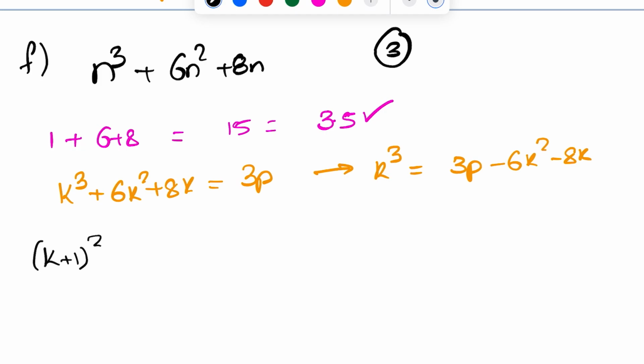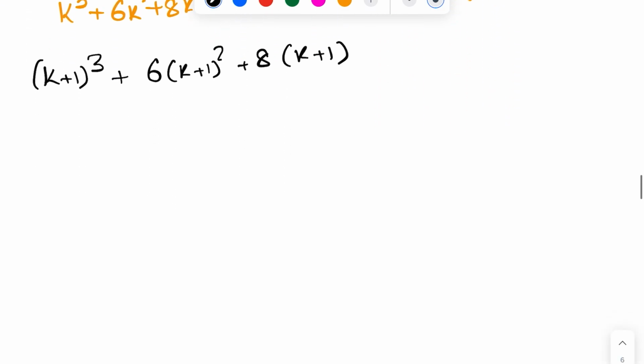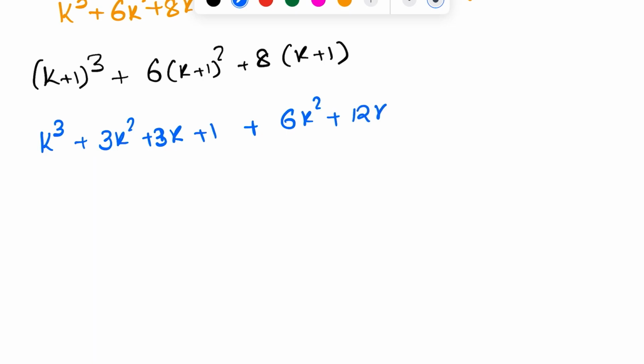So (k plus 1) whole cube plus 6 times (k plus 1) whole square plus 8 times (k plus 1). This should come out as 3 times something. (k plus 1) whole cube is k cube plus 3k square plus 3k plus 1. 6 times (k plus 1) whole square is 6k square plus 12k plus 6, I'm writing it out directly, plus 8k plus 8.